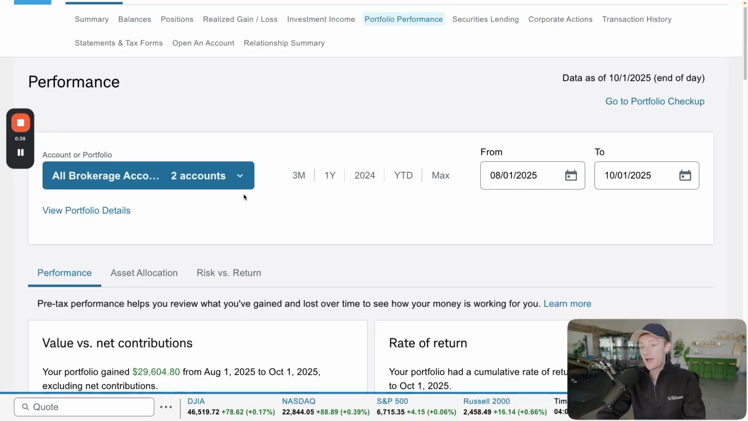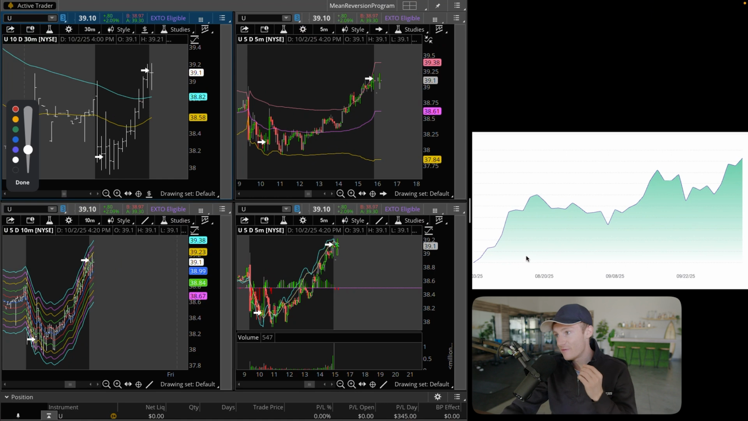Let's dive into it. Now, first things first, as of yesterday, October 1st, obviously we'll get the updated balance in tomorrow's video after market close. The account's sitting up just right under $30,000. So we did actually surpass 30K today. And if we look at our equity curve here, well, things are looking very good.